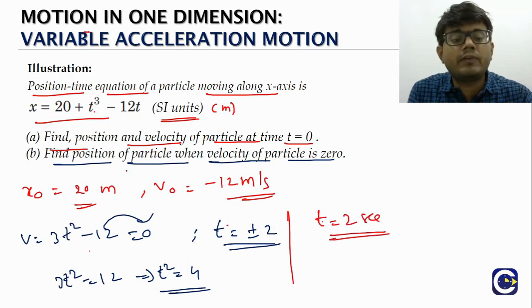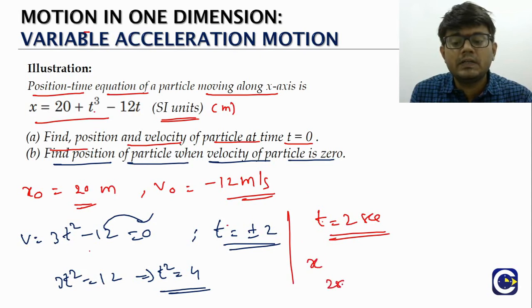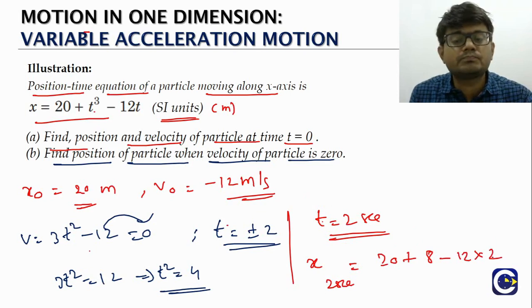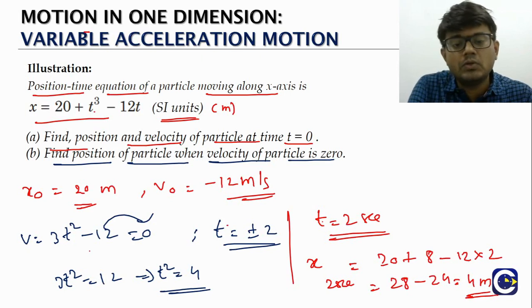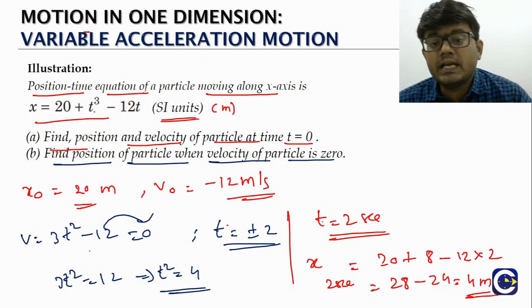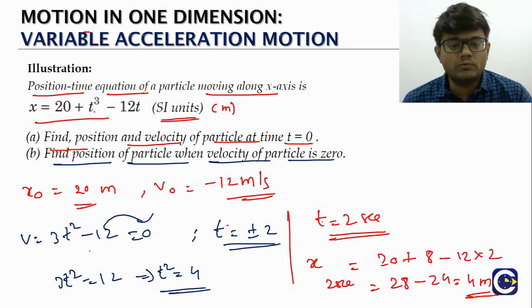At that time we have to find the position of the particle, means look at the position function. In that we have to substitute t is equal to 2, so 20 plus t cube means 2 cube, that is 8, minus 12 into 2. What is this? 20 plus 8 is 28. 12 twos are 24. So 4 meters. That is the position of the particle at t is equal to 2 seconds, when the velocity of the particle is becoming 0. Okay.